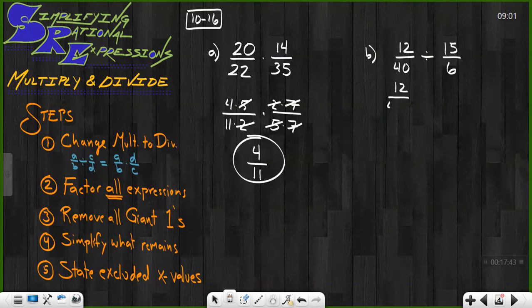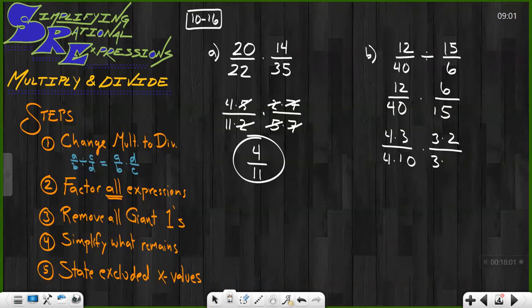All right, well, let's start off. I've got 12 over 40, and I'm going to change that division to multiplication, and I'm going to change the second fraction to the reciprocal. Let's split things up. I've got 4 times 3 over 4 times 10 times, I've got 3 times 2 over 3 times 5. I've got a few things I can cancel. Let's go with my 4 and 4. I've got my 3 and 3. But I didn't see, can I cancel anything else? Oh, well, hey, what about that 10 and that 2?